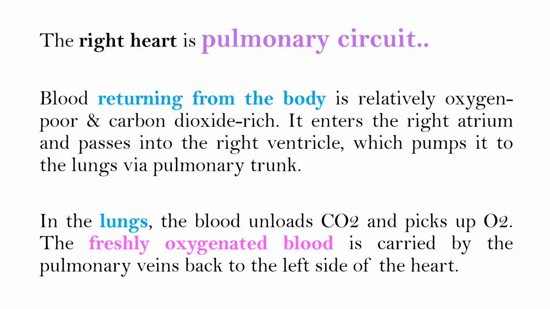Blood returning from the body is relatively oxygen-poor and carbon dioxide rich. It enters the right atrium and passes into the right ventricle, which pumps it to the lungs via the pulmonary trunk. In the lungs, the blood unloads CO2 and picks up O2. The freshly oxygenated blood is carried by the pulmonary veins back to the left side of the heart.